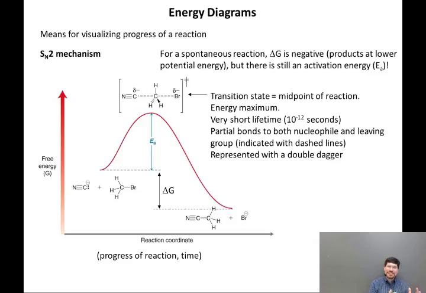Transition states are not species that you can isolate, and they're not even species that you can observe spectroscopically. They have a very short lifetime on the order of 10 to the negative 12th seconds. That really and truly is the midpoint of the reaction. And this double dagger symbol above and to the right of the transition state is the symbol that chemists use in these energy diagrams to indicate where a transition state is. And in a picture of molecules, you'll put that next to the picture to show that that is a transition state and not an intermediate or a reactant or product.